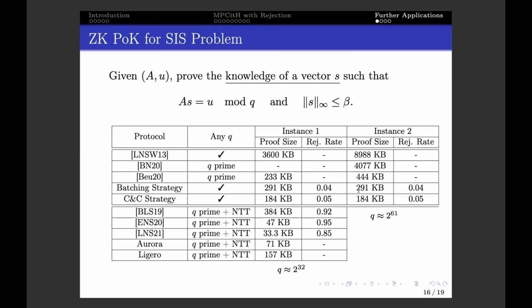And just out of curiosity, if we just take Q to be 2 to the 15, or even smaller, then what will happen? In fact, our proof size will be quite the same, so it will be very uncompetitive compared to the state of the art, because we will have around 200 kilobytes even for the small Q. So yes, the idea is very competitive only on large fields.